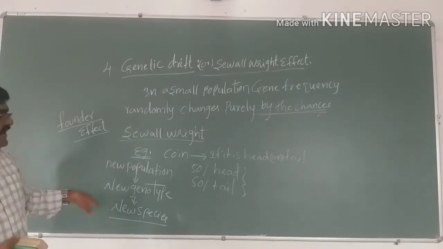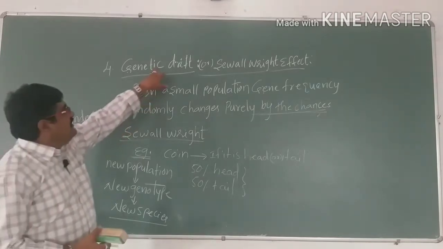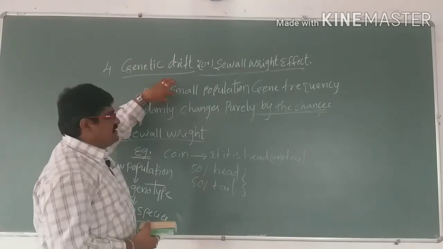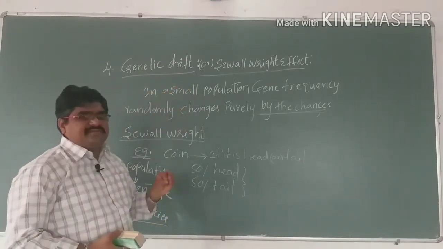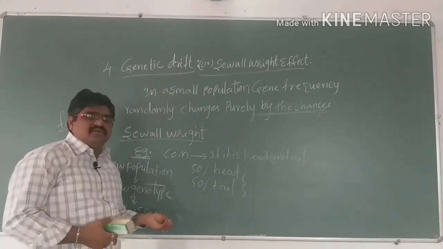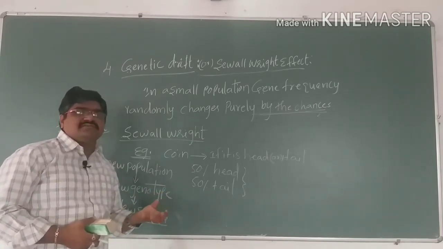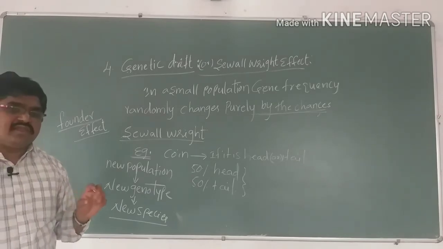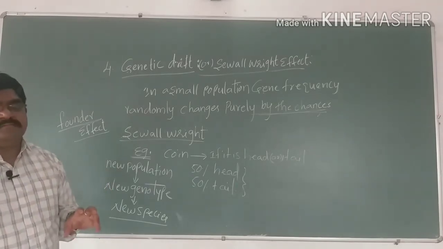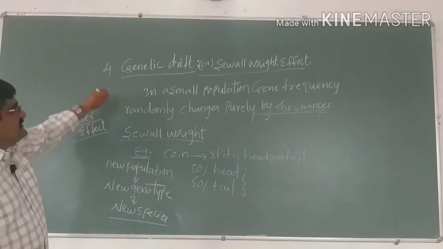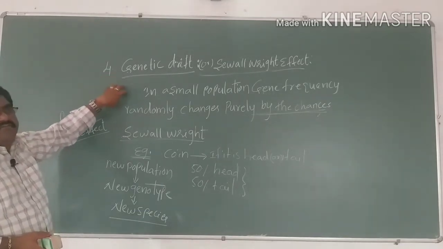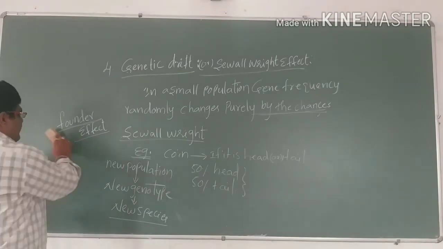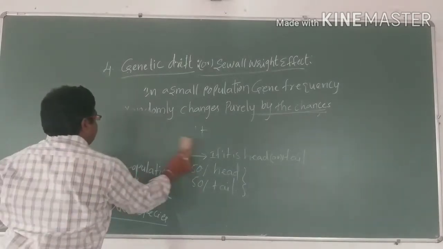So this mainly takes place in genetic drift in a small population. The gene frequency randomly changes purely by chance, and by chance the gene frequency is transferred to produce a new type of species. That is called genetic drift. That is the fourth factor. Next, coming to the fifth one.